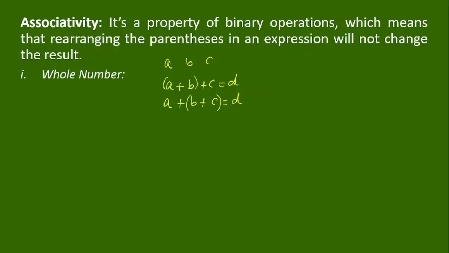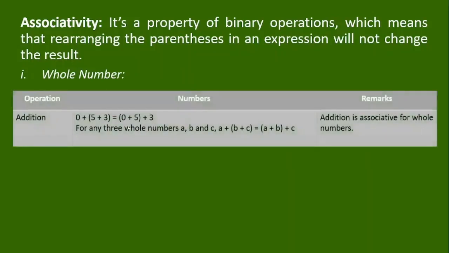For understanding this property, we will take whole numbers, integers as well as rational numbers. Let's first see for whole numbers. The first operation we will consider is addition. Here we are taking three numbers, 0, 5 and 3. Inside the parentheses we have 5 plus 3, which is equal to 8. So 8 plus 0 is equal to 8.